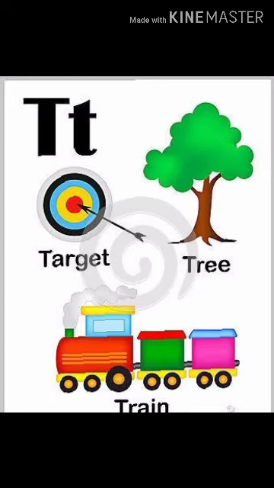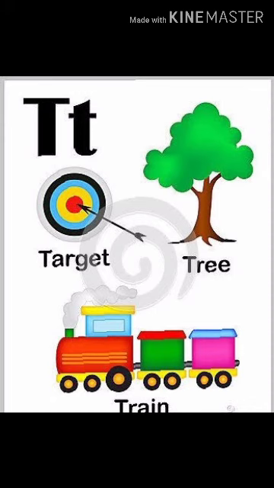The next letter is T. T, target. T, tree. T, train. They all are pictures related to the letter T. Tree gives us so many things like paper, medicine, wood. Tree gives us oxygen to breathe.